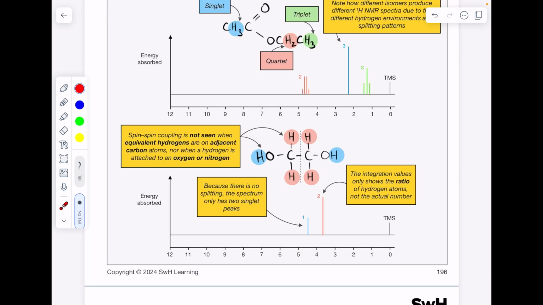Now, spin-to-spin coupling is not seen when equivalent hydrogens are on adjacent carbon atoms, nor when a hydrogen is attached to an oxygen or a nitrogen, which is something I previously mentioned, so we can't see any splitting here. And so as a result, the spectrum for this ethane-1,2-diol has simply 2 singlet peaks. And one last thing to point out is that these peaks, these integration values, only show the ratio of hydrogen atoms, not the actual number.